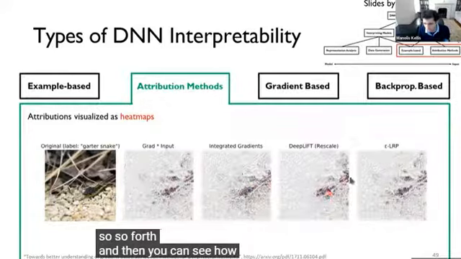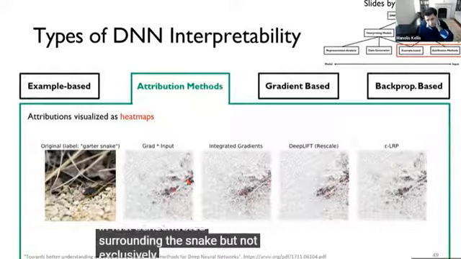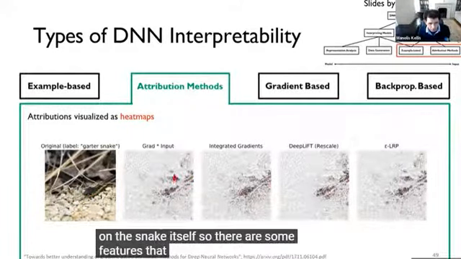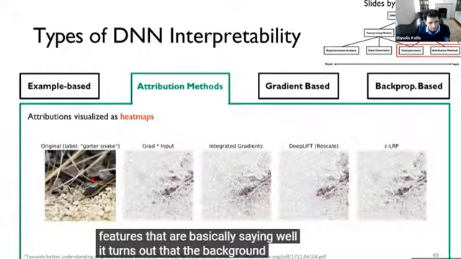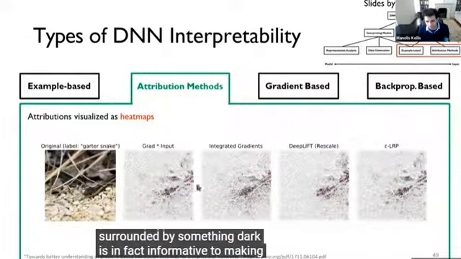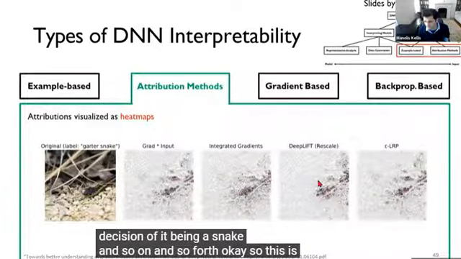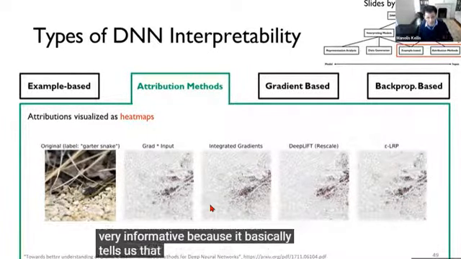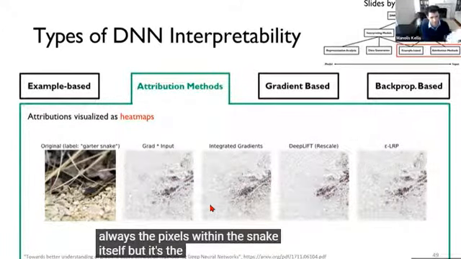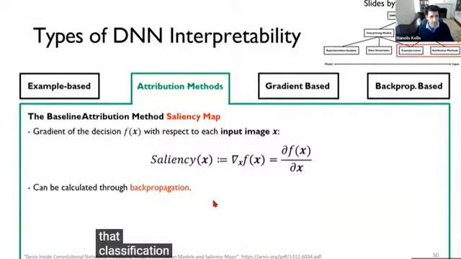Then you can see how the pixels are in fact concentrated surrounding this snake, but not exclusively on the snake itself. There are some features saying, well, it turns out that the background, the fact that the snake is usually surrounded by something dark, is in fact informative to making the decision of it being a snake, and so on and so forth. This is very informative because it tells us that it's not always the pixels within the snake itself, but the surrounding image as well that are contributing to that classification.